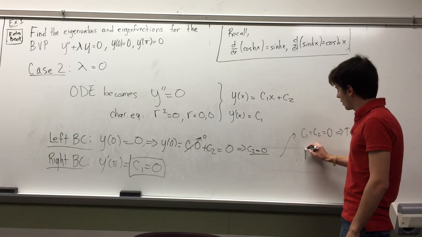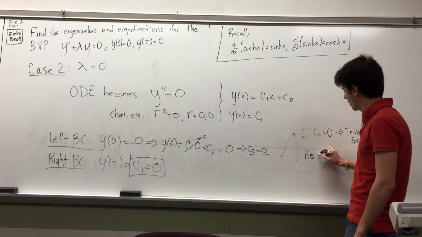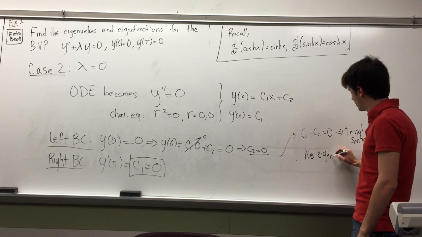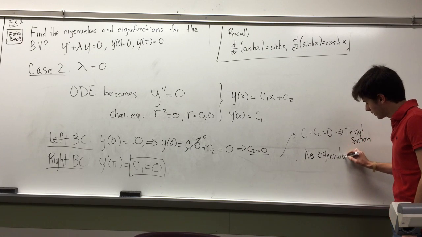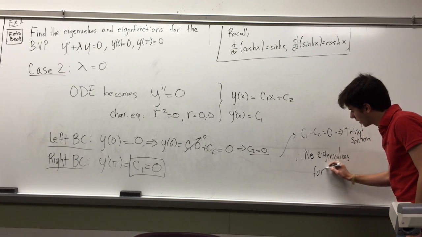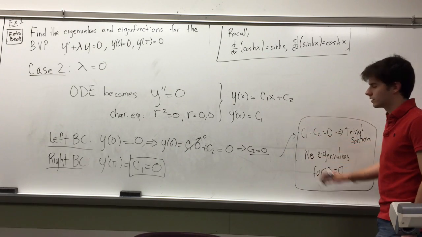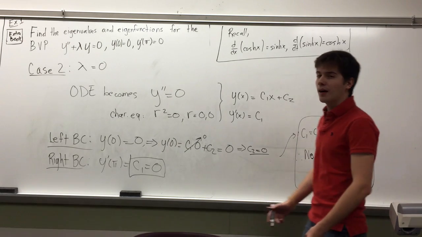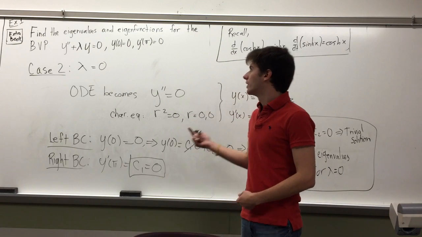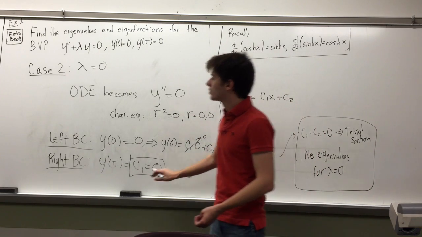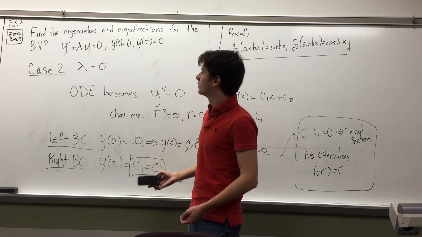So therefore, no eigenvalues for lambda is equal to 0. This is the conclusion we have. We have one more case to consider, that is when lambda is greater than 0, and let's go ahead and do that now.